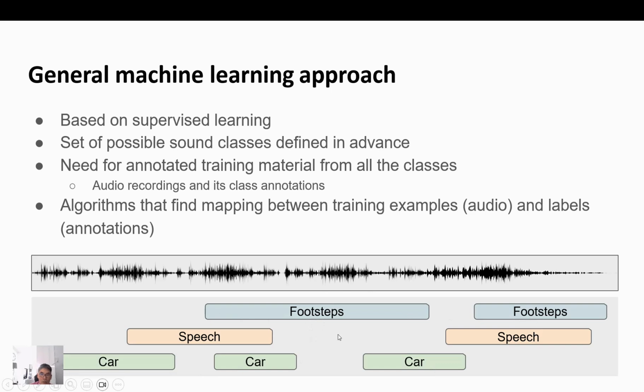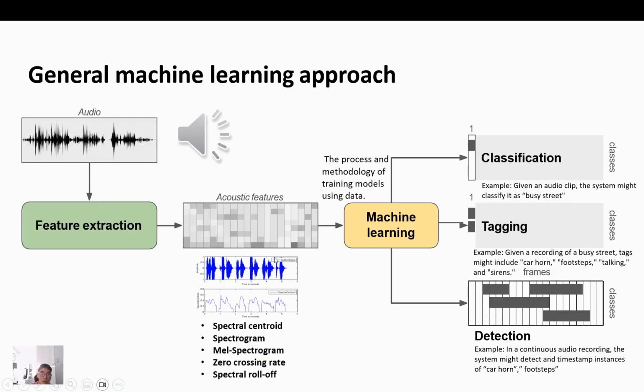All right, so we need to have a labeled data set, whether it is a strong label or a weak label. Okay, in the general machine learning approach, there is audio feature extraction followed by acoustic features, and then we get different types of acoustic features like spectral centroid, spectrogram, mel spectrogram, zero crossing rate, and spectral roll-off. With these we can classify or characterize the kind of sound that we obtain and go through the machine learning. And this is a process where the methodology of training models using a data set is put in place.